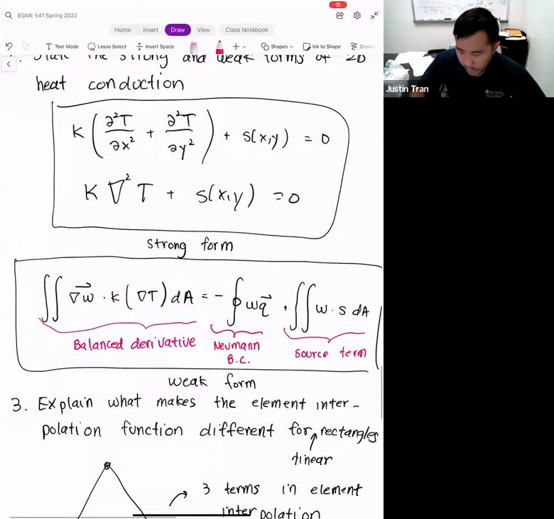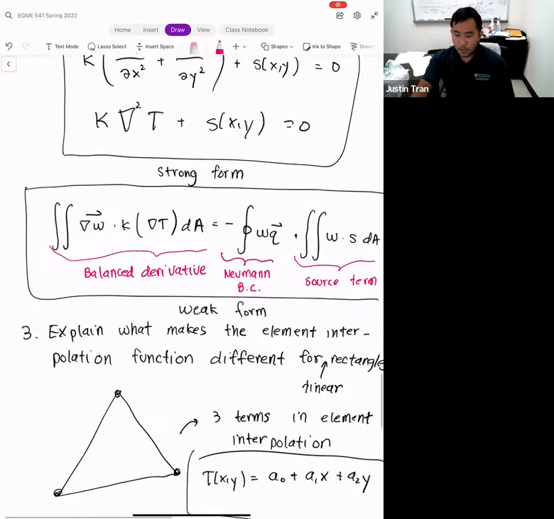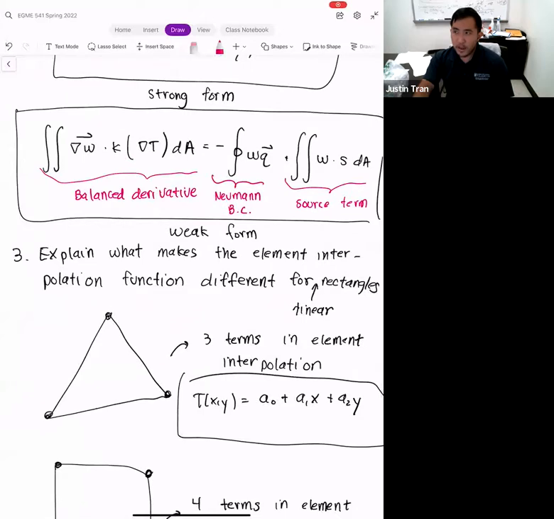Because if you look at our balanced derivative term, which we know is the term that eventually becomes our element stiffness matrix, we only have first order derivatives here, right? When you take the gradient of something, you end up with first order derivatives. For the linear triangle, that's really nice because when you take a first order derivative of every term, no matter what, you end up with a constant. You take the derivative with respect to x, you get A1. You take the derivative with respect to y, you get A2. And so that integral becomes usually pretty easy to evaluate.